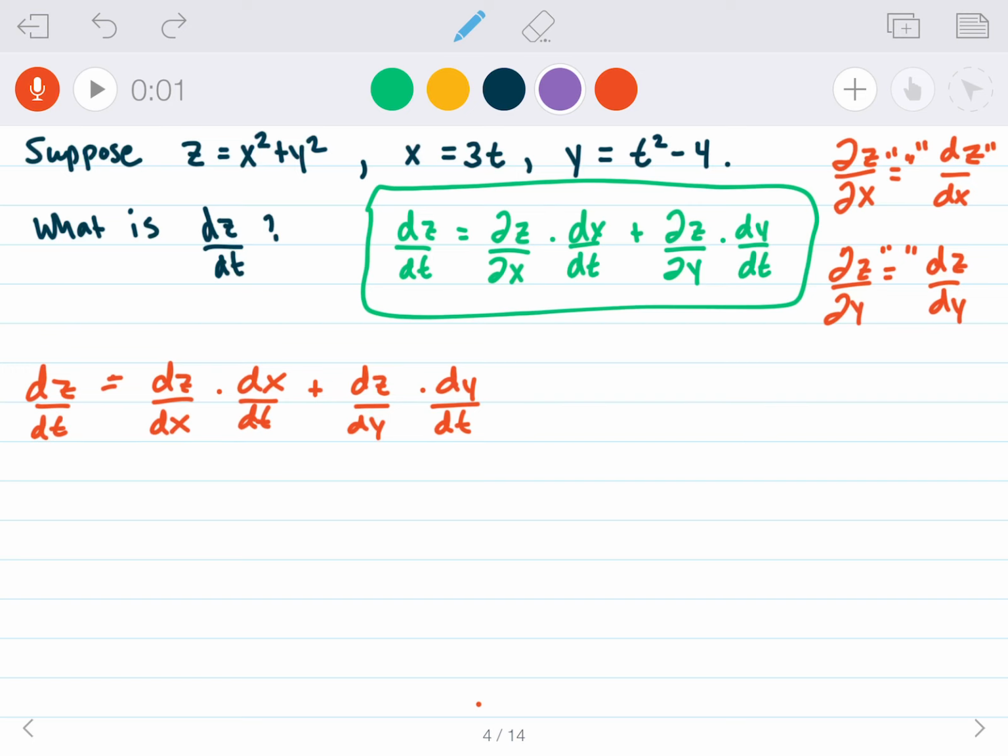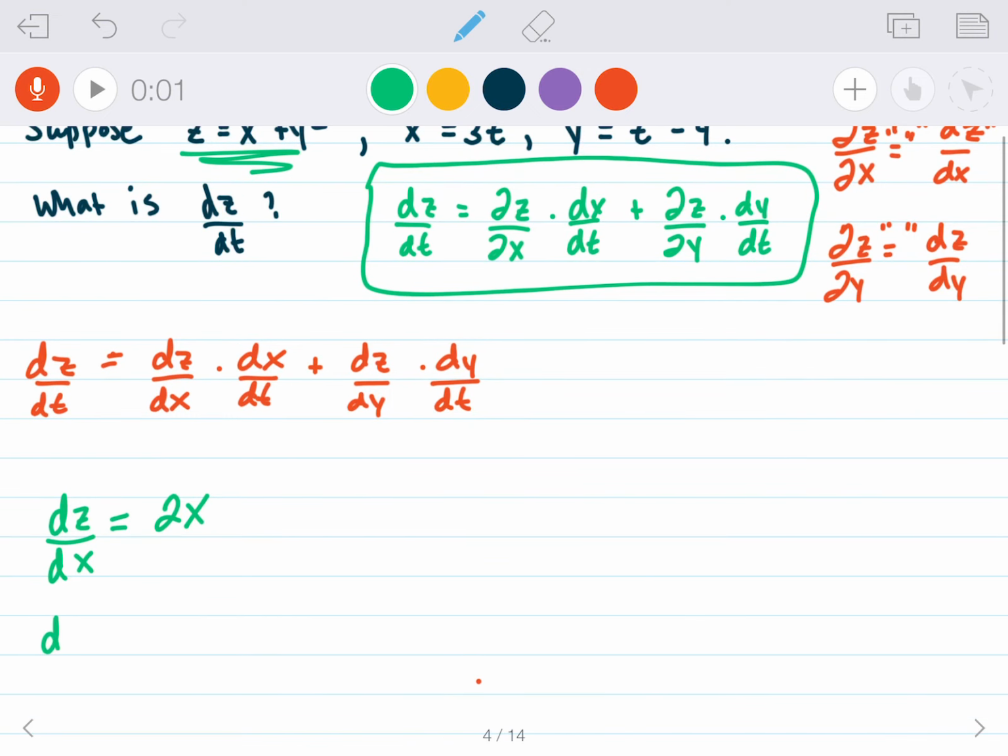So we need all of these variables to compute dz dt. The first thing we can do is compute the partial derivative of z with respect to x. We have z here, and if we treat y like it's a constant, the partial derivative of z with respect to x is just 2x. The partial derivative of z with respect to y is going to be 2y.